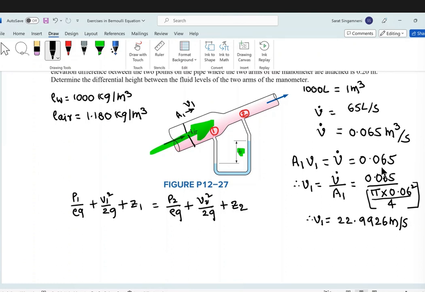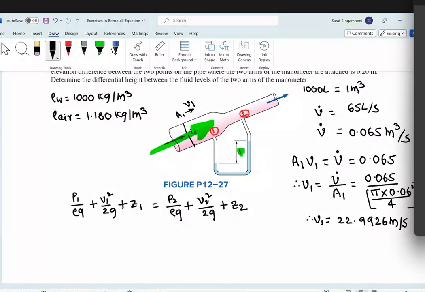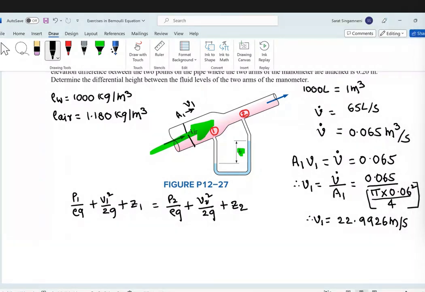So we know the velocity at 1. The area is pi d squared over 4, isn't it? Or pi r squared, because r is equal to d over 2. D over 2 squared becomes d squared over 4, pi d squared over 4. It's pi r squared.